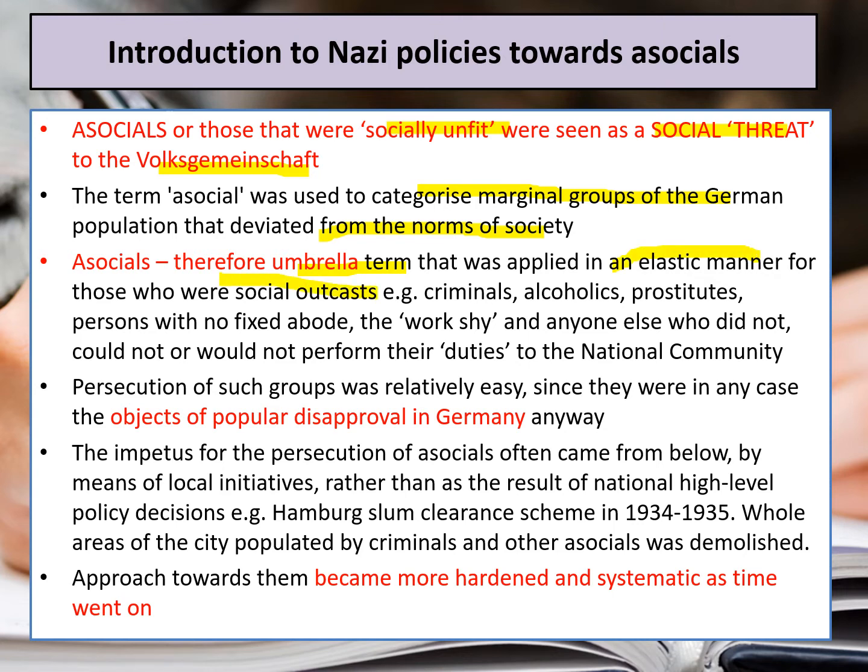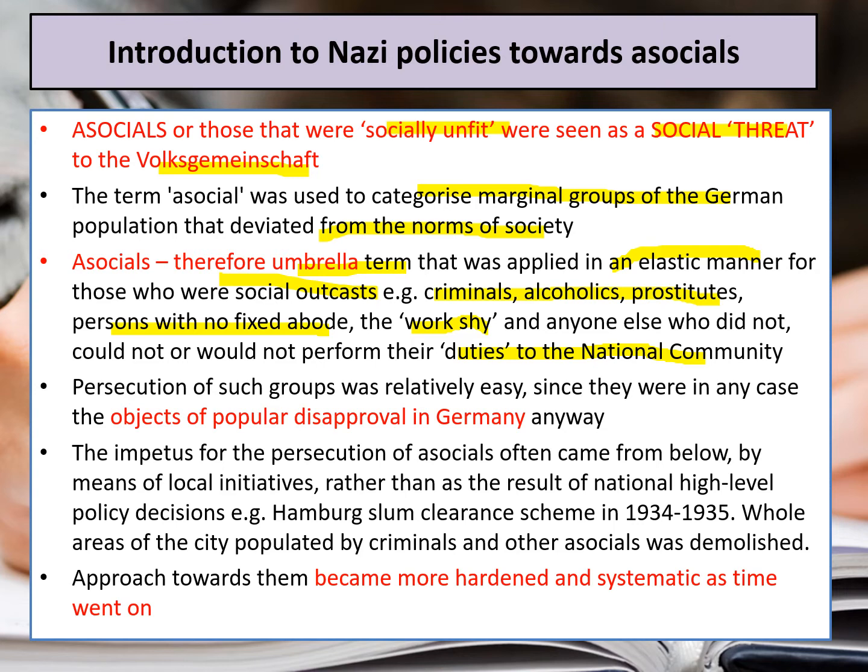So it was a term that was applied in an elastic manner for those who were social outcasts and includes lots of different groups of people, including criminals, alcoholics, prostitutes, people that didn't actually have a fixed home, people that were seen as being work shy, and anybody else who did not, could not, or would not perform the duties to the national community.